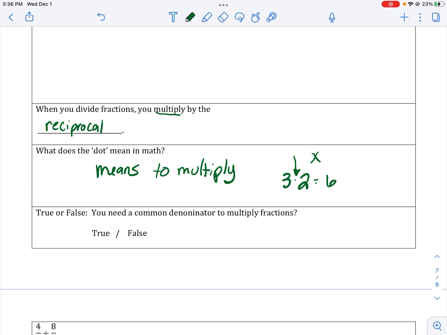So do you need a common denominator to multiply fractions? That is false. We only need a common denominator when adding or subtracting fractions. When multiplying or dividing fractions, you do not.